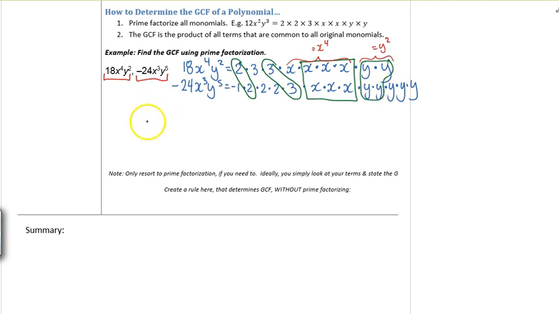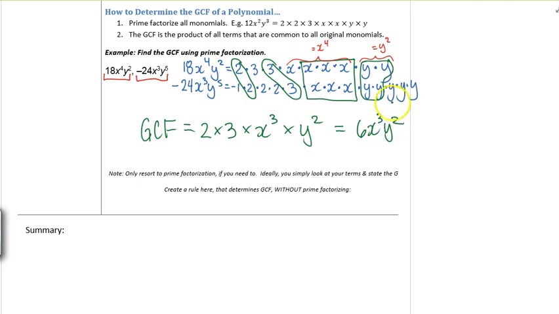So everything that is circled in green right now is going to become my GCF, greatest common factor. So 2 times 3 times x cubed times y squared. So our GCF here is 6x cubed y squared. Now, we cannot do this process every single time. It will take too long. We have to find this GCF in a shorter way.